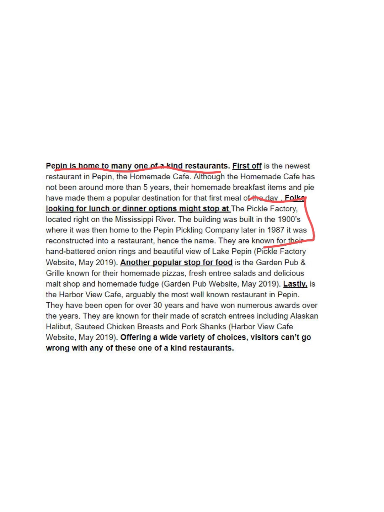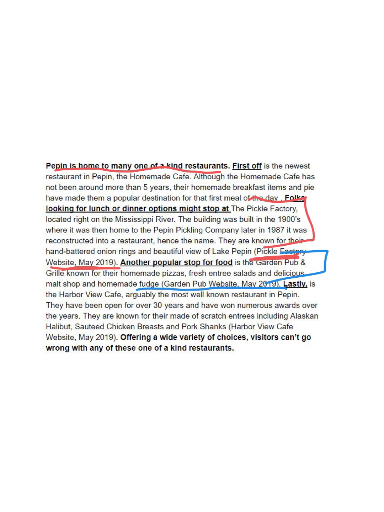So right here is my in-text citation right after that borrowed information, in parentheses, pickle factory website, May 2019, parenthesis, period. Then I found this information on the Garden Pub and Grill website. I did not know that, so I cite an in-text citation right there. Parenthesis, Garden Pub website, it's capitalized because it's a proper noun, it's the name of a website, comma, month and year you found the information, parenthesis, period.